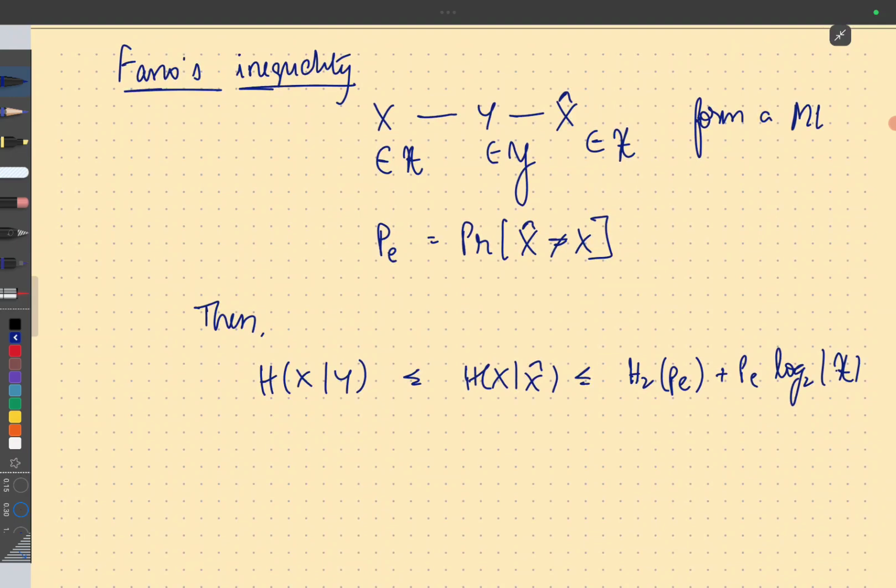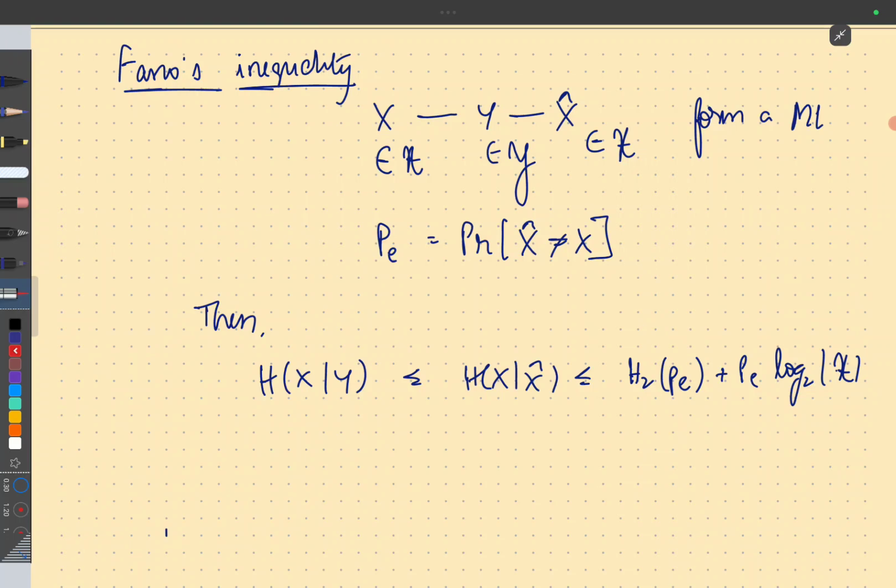So what is the high level intuition behind this inequality? While the exact form is impossible to guess, the right hand side goes to 0 as the probability of error goes to 0. You can see that. H of PE goes to 0 as PE goes to 0, and PE log cardinality of x goes to 0 as PE goes to 0.